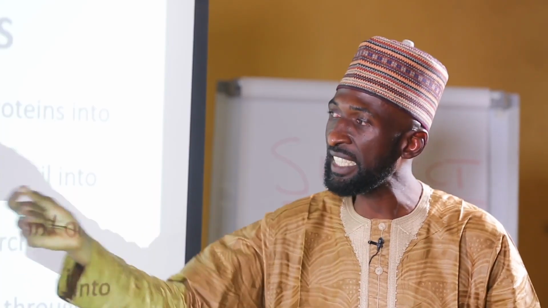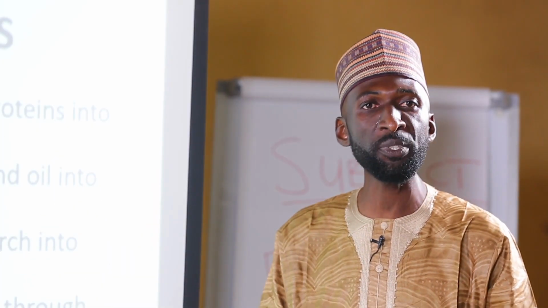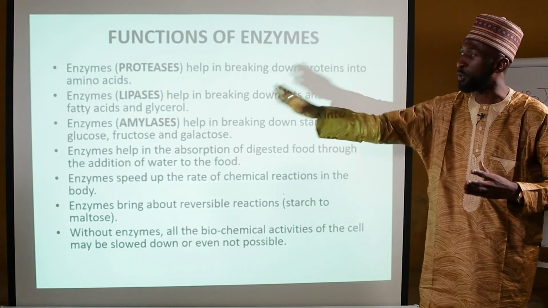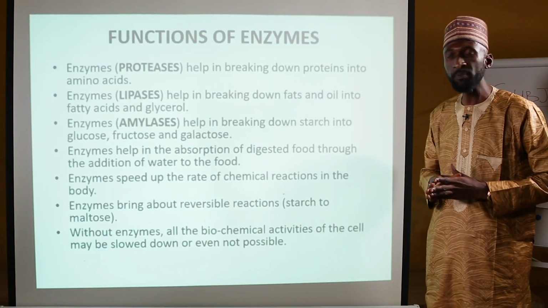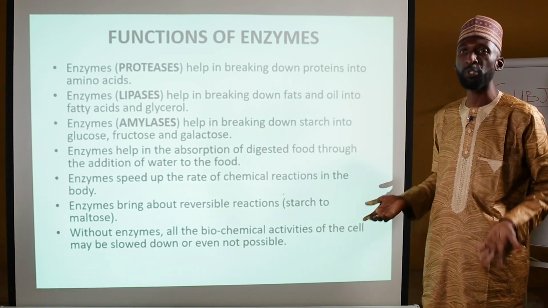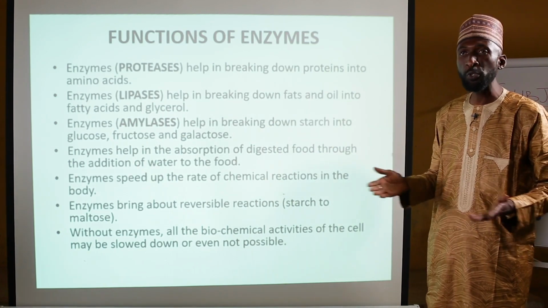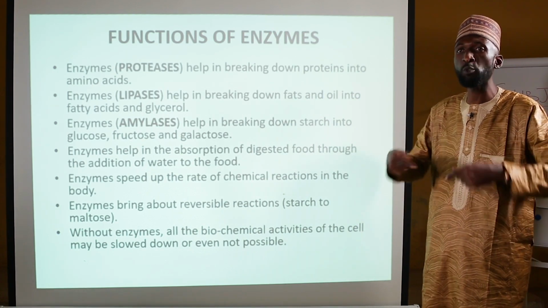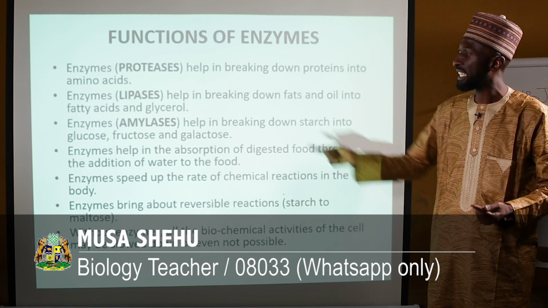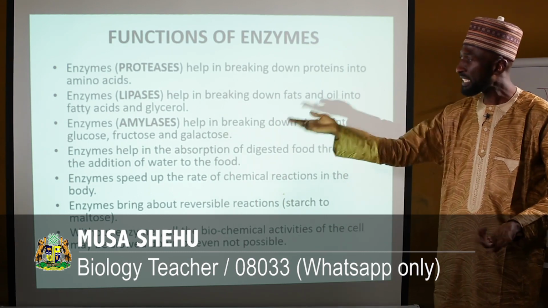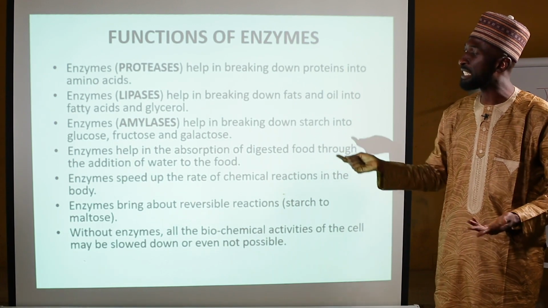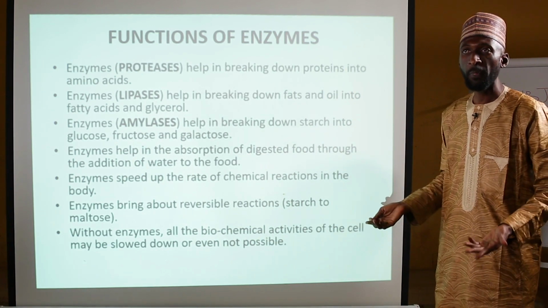And we said these enzymes called amylases help in the process of breaking down this complex starch molecule into simple sugars, such as glucose, which is a simple sugar, fructose, which is also a simple sugar, and galactose, which is also a simple sugar. And our body cells can utilize all the energy, all the starch, in these three forms. These enzymes also help in absorption of digested food through the addition of water to the food.